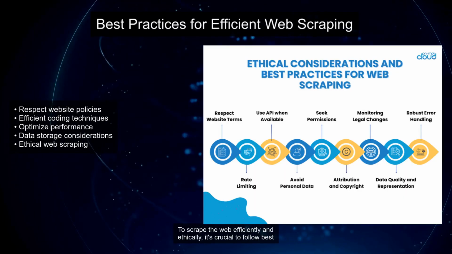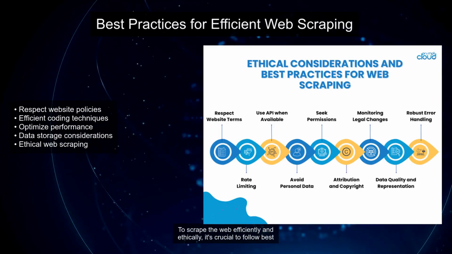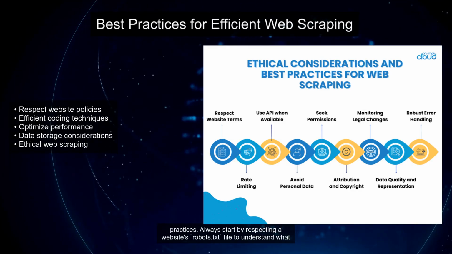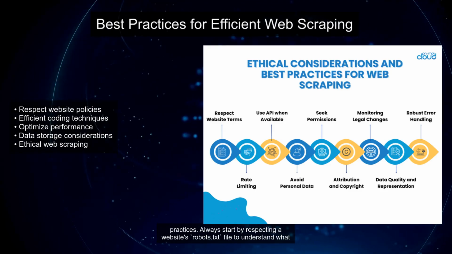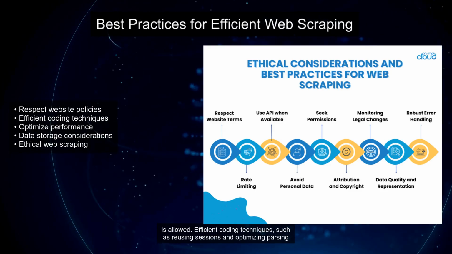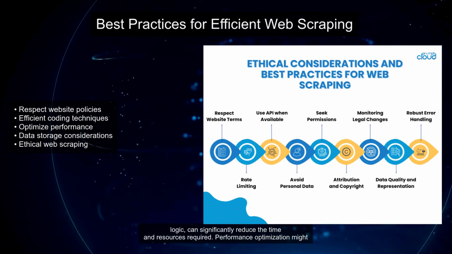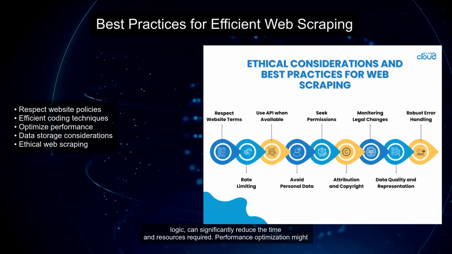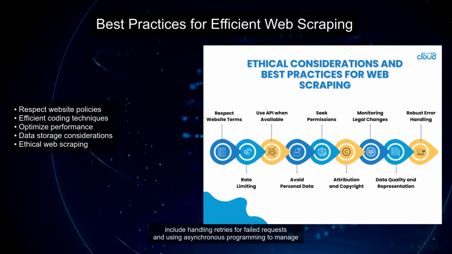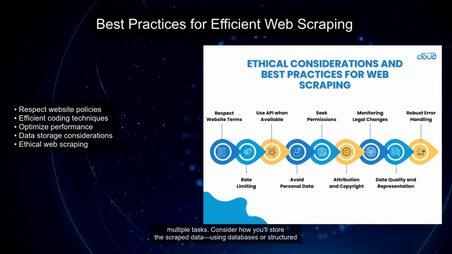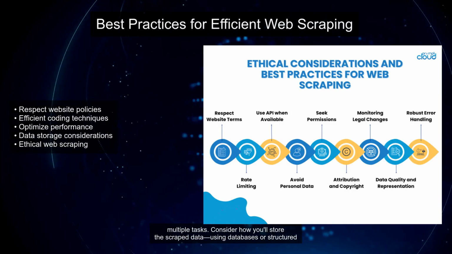To scrape the web efficiently and ethically, it's crucial to follow best practices. Always start by respecting a website's robots.txt file to understand what is allowed. Efficient coding techniques, such as reusing sessions and optimizing parsing logic, can significantly reduce the time and resources required. Performance optimization might include handling retries for failed requests and using asynchronous programming to manage multiple tasks.